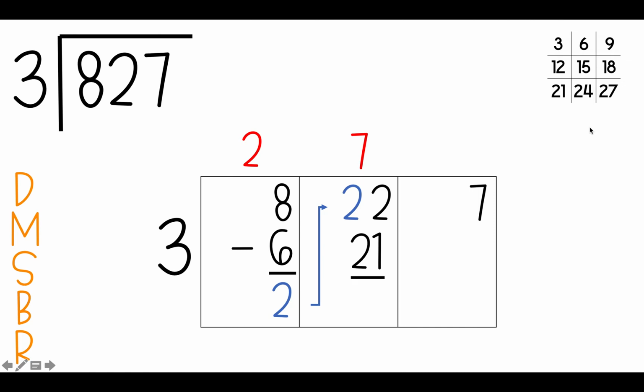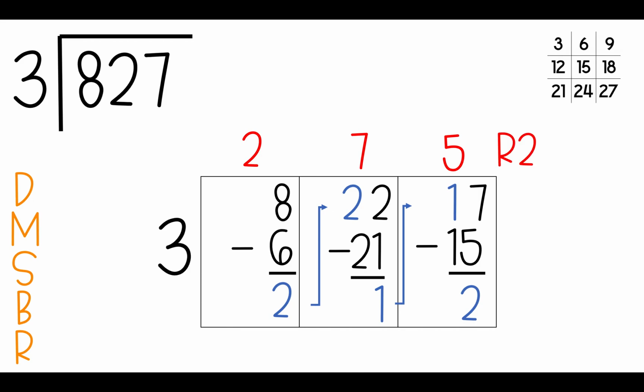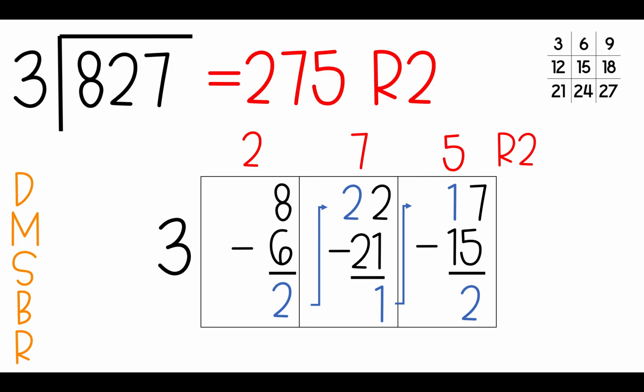So now I've divided and multiplied, I subtract, and I'm left with 1. I take that 1, bump it over to the next box, and I have 17. The closest multiple of 3 to 17 is 15, right? And so I know that 3 times 5 is 15. Now I can subtract. So 17 minus 15 is 2. This 2 right here becomes my remainder, okay? Any number that you're left over with in the final box is a remainder. So my remainder here is 2. So my final answer is 275 with a remainder of 2.